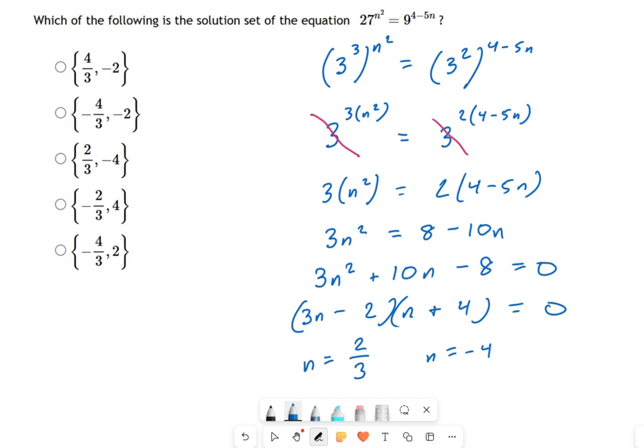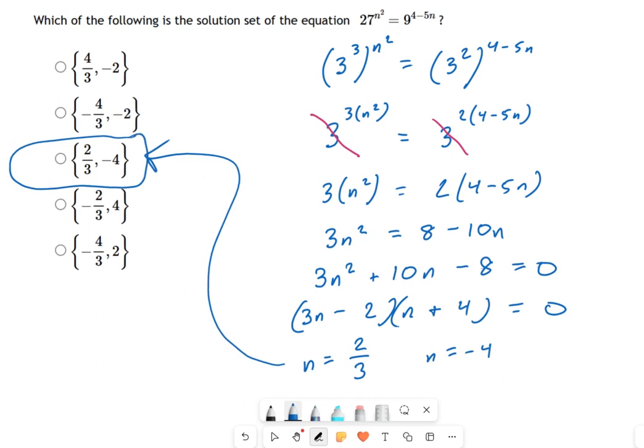Okay. Now we look over here on the left and say which one of these is the solution set. It doesn't actually matter what order these numbers are going in. The curly brackets just means I'm giving you a list of numbers, and here's the list inside the curly brackets. So we just look over here and we say that one right there. Okay, that's my 2/3 and -4.